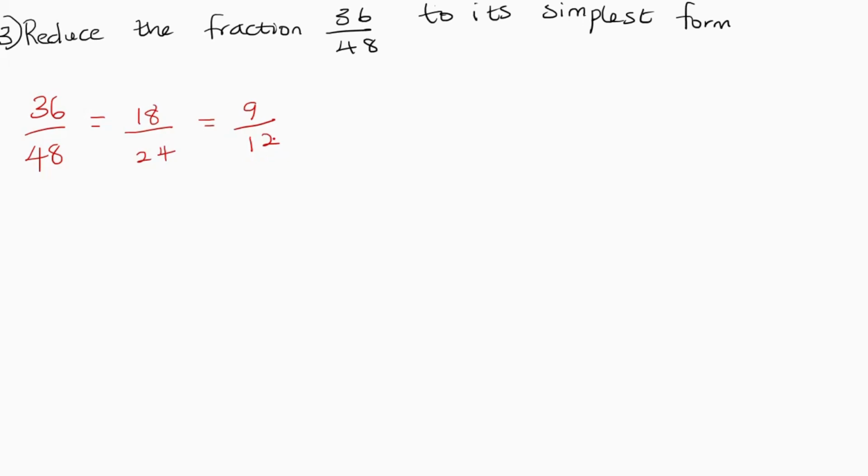So we look for the next number which can divide both of them, and that number is 3. Now 3 can divide both 9 and 12, and 3 divide 9, we simply have 3, and 3 divide 12, we simply have 4. So right here guys, this is our answer. So reducing 36 over 48 to its simplest form, we have 3 over 4.